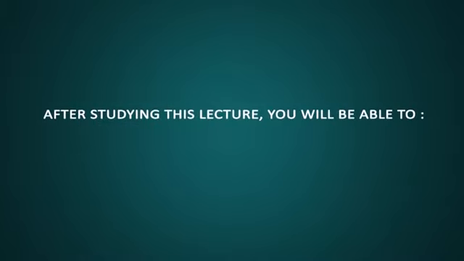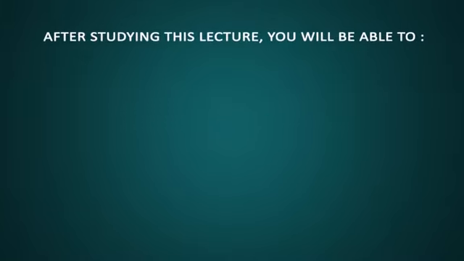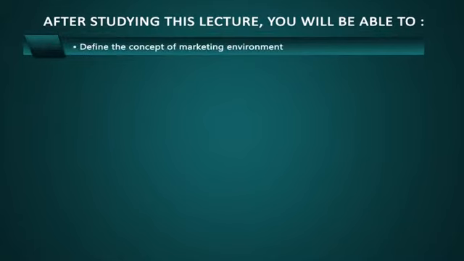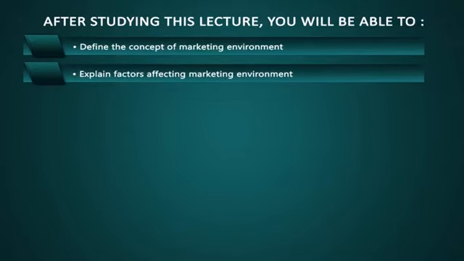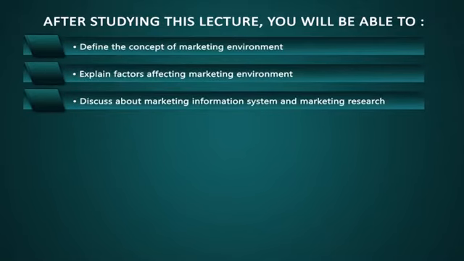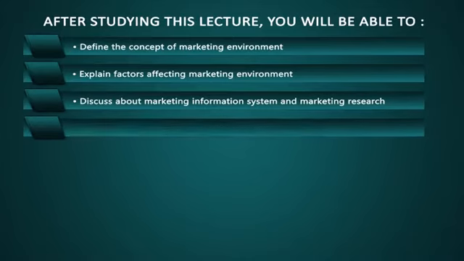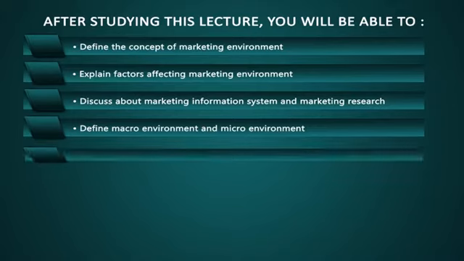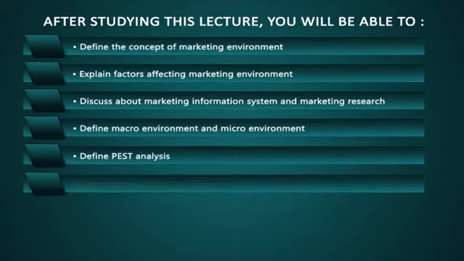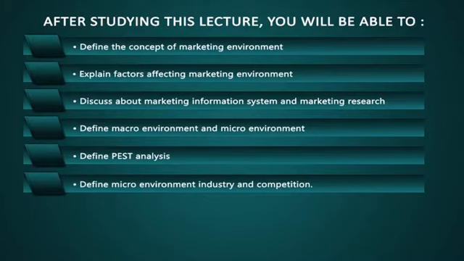After the lecture, we will be able to learn the following objectives. Define the concept of marketing environment. Explain factors affecting the marketing environment. Discuss marketing information system and marketing research. Define macro environment and micro environment. Define PEST analysis. Define microenvironment industry and competition.